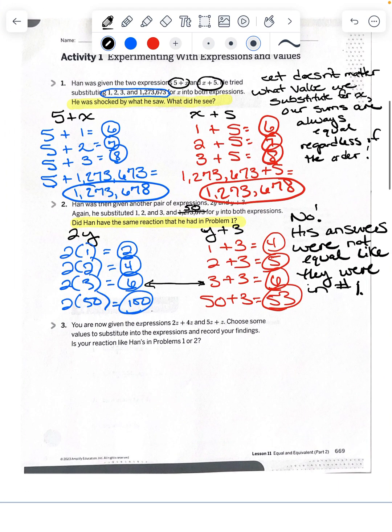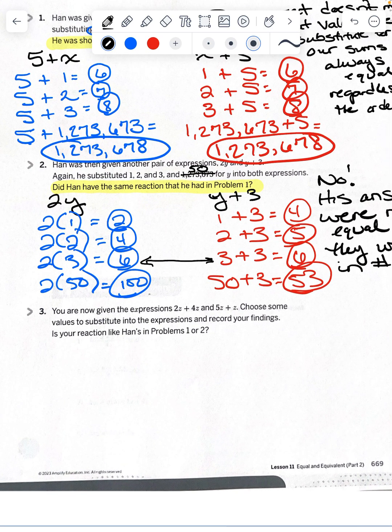Okay, let's look at number 3. You are now given the expressions 2z plus 4z and 5z plus z, which means 1z. Choose some values to substitute into the expressions and record your finding. Is your reaction like Han's in problem 1 or 2? Well, let's just use the same numbers, y'all. 1, 2, 3, and 50, just to make life easy here. So on the left, we'll do 2z plus 4z. And on the right, we'll do 5z plus 1z.